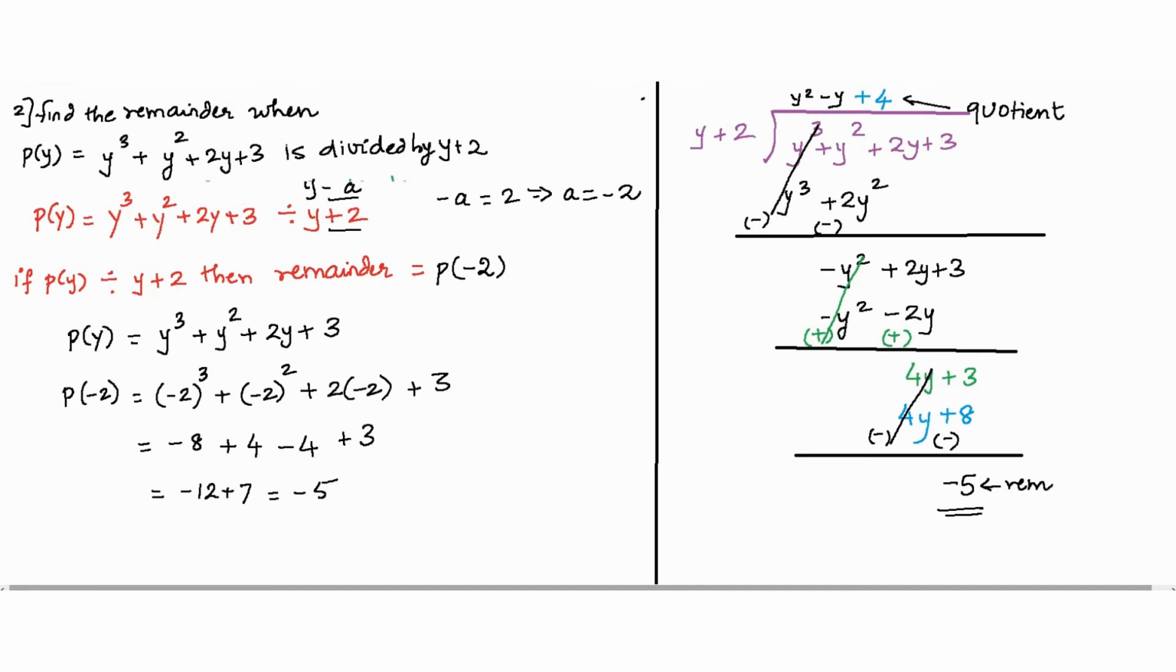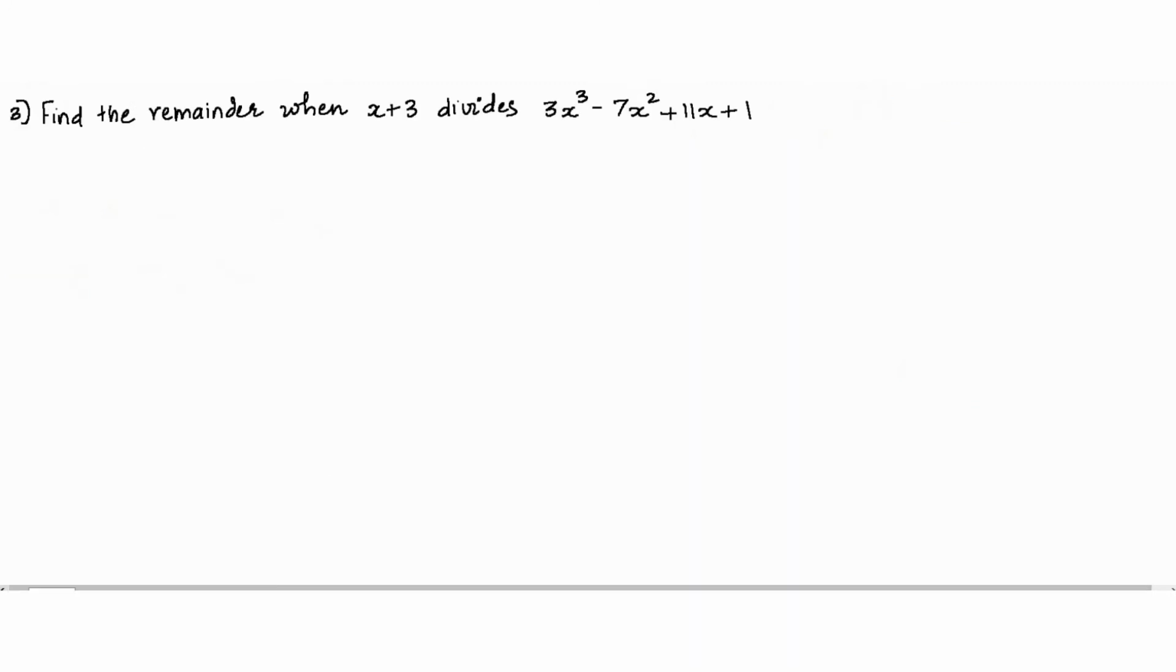Okay, let us now take the next question. So consider this question. Find the remainder when x plus 3 divides 3x cube minus 7x square plus 11x plus 1. Let's take a particular label for this particular polynomial. So let f of x be equal to 3x cube minus 7x square plus 11x plus 1.